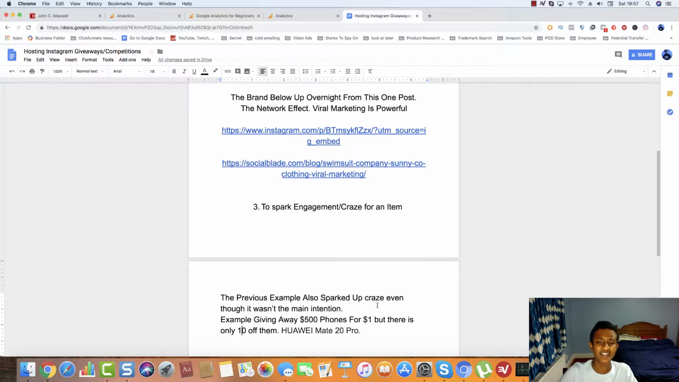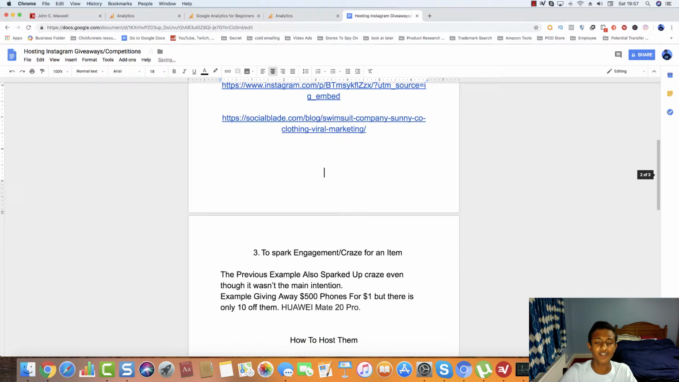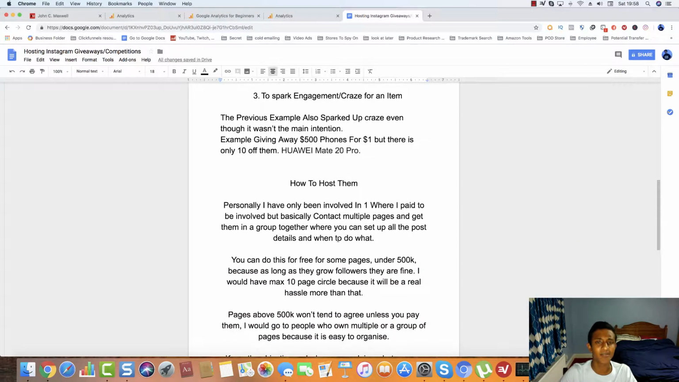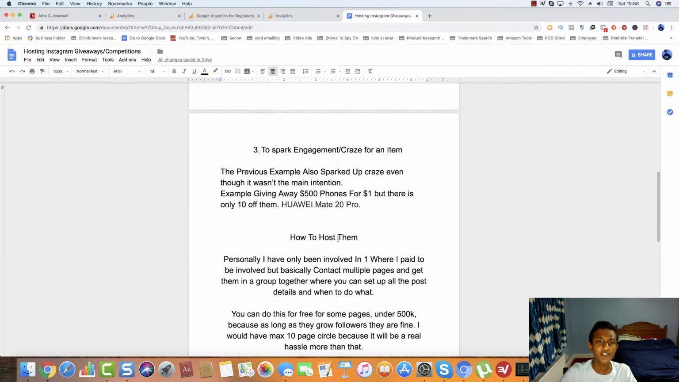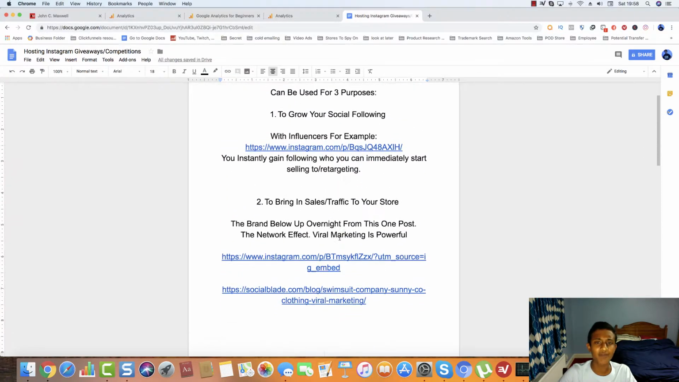But what they did is they also made a potential remarketing list that they could send traffic to, send ads to in the future, because obviously these people are interested in Huawei phones, so they could retarget them with Google ads, dynamic product ads, Facebook ads in the future, and they will probably get cheap cost per purchases because the person's already engaged. So those basically were the 3 reasons why you would hold competitions or giveaways on Instagram.